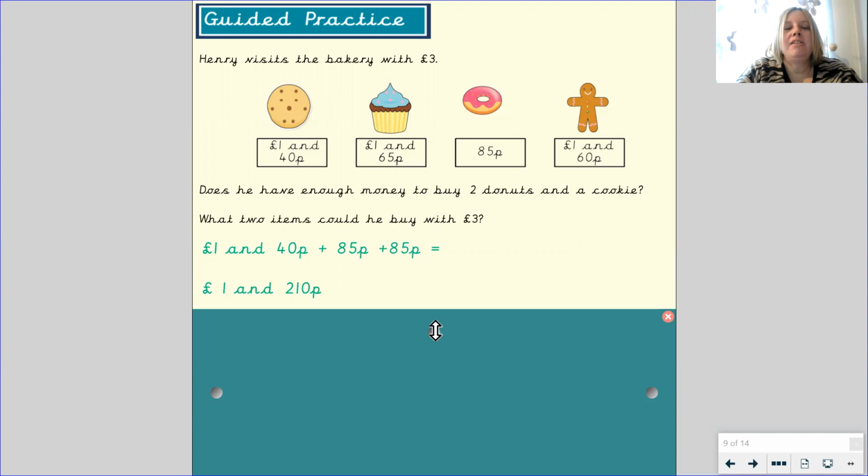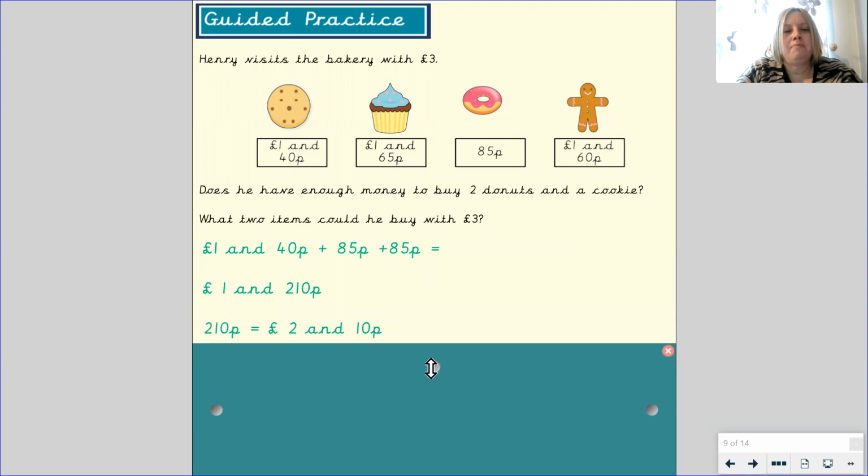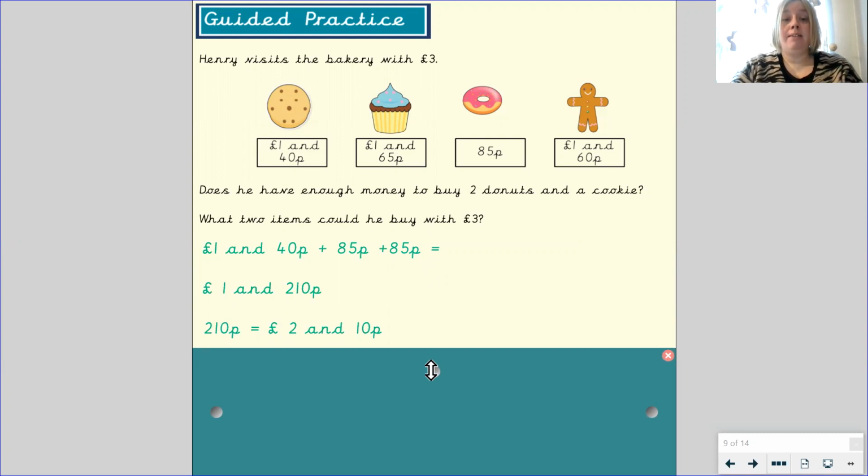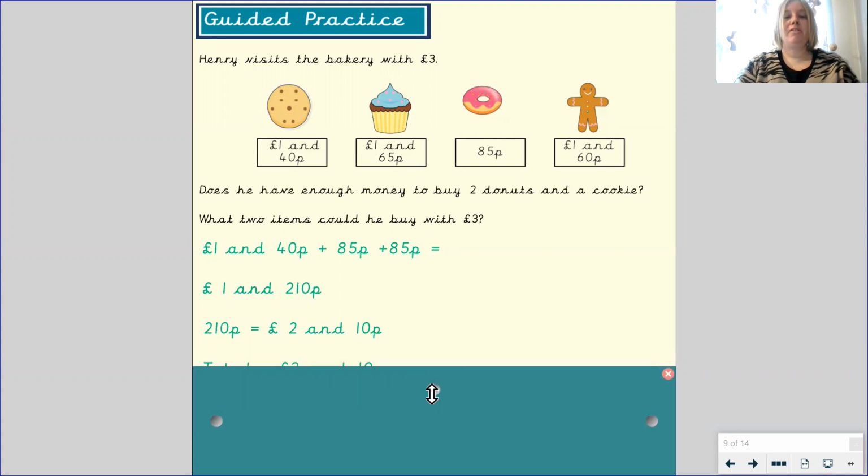The next step is to convert 210p into pounds. Let's see what you wrote for this step. 210p equals £2 and 10p. Then we need to add our pounds and our pence to find the total amount. Let's see what our total amount is. Check your answer and see how you got on.